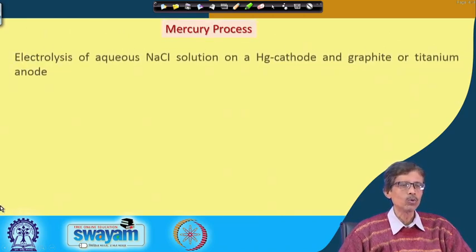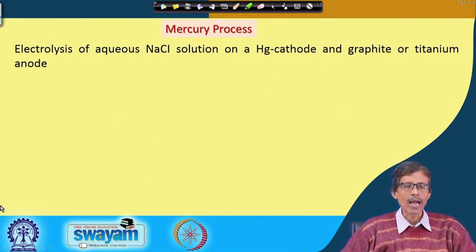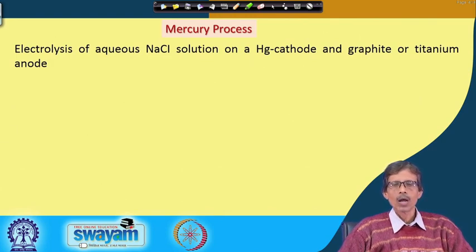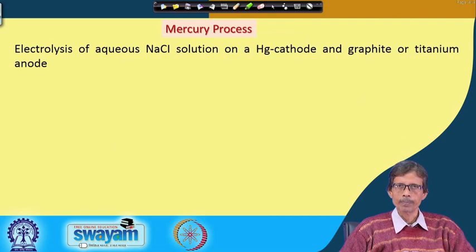What we can use is the electrolysis of aqueous sodium chloride solution on a mercury cathode. So, you have the mercury cathode electrode and graphite or titanium as the anode. We should know the material. Sometimes, if we go from simple electrochemistry, starting from polarography to cyclic voltammetry, we always should know what sort of electrode we are using.